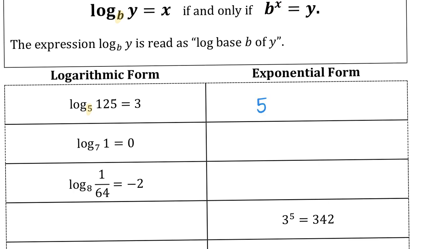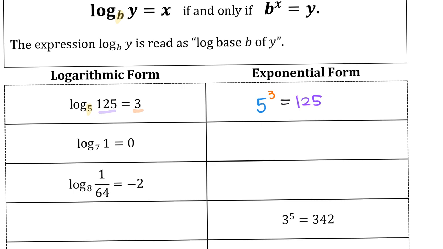This says b to the x. Whatever this equals is the exponent, so this equals 3. Logarithms are the exponent. So it says 5 to the third equals y, and y is the argument, which is the 125. So I get 5 to the third equals 125, which is true. 5 to the third is equal to 125. So this is exponential form. This is logarithmic form. They mean the exact same thing. They're telling you the exact same information.